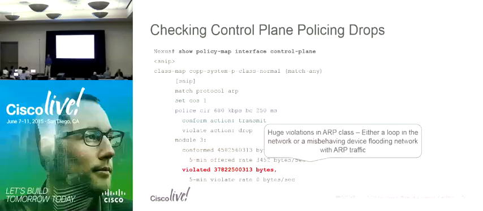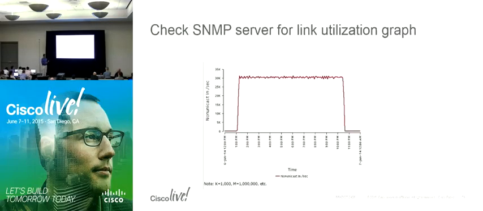I looked at control plane policing, and this is what I found. ARP took a very big hit, and there were so many violations. What violations means is that the number of ARP packets that came into the switch exceeded the 680 kbps, so we started dropping it. So the rate limiters kicked in. So what have we found so far? We found out that there was a broadcast storm, right?